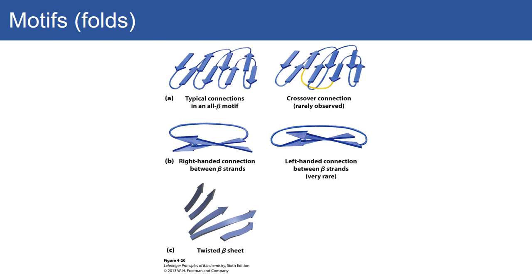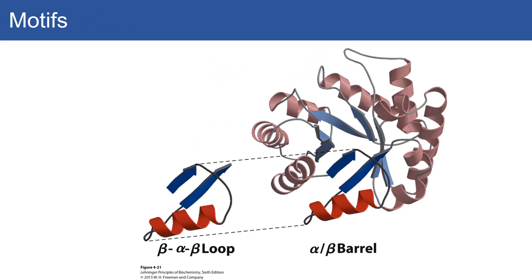Some more examples: we have an all beta motif where we have beta sheets that connect in a pattern. We can have crossover events. We can have right-handed connections between beta strands. We can have left-handed connections between strands. We can have twisted beta sheets. Again, there are numerous elements of these; in particular, these are folds that you can find within proteins. And these motifs can be added together to form even larger motifs.